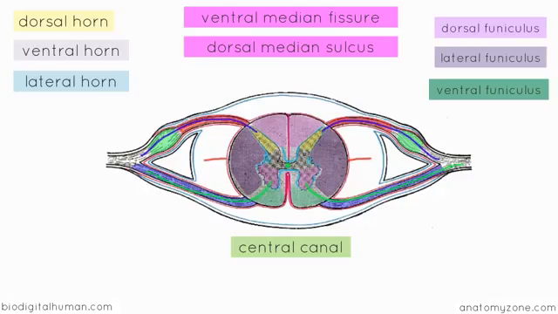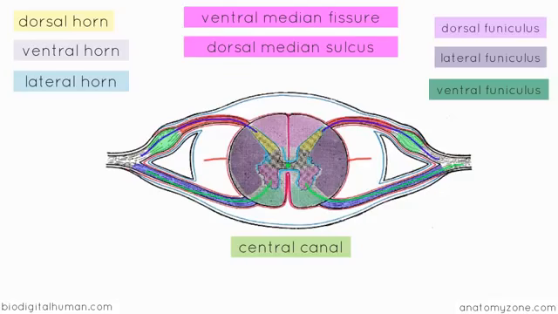And then in the periphery of the cord, in the white matter, you've got the ascending and descending tracts. So we'll talk about these in detail in other tutorials, but essentially the main ascending tracts to know about are the dorsal columns, the spinothalamic and the spinocerebellar tracts, and then the main descending tracts are the corticospinal tracts, which are responsible for skilled voluntary movement.